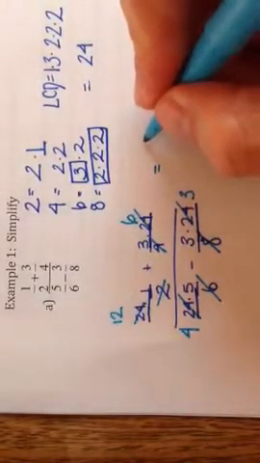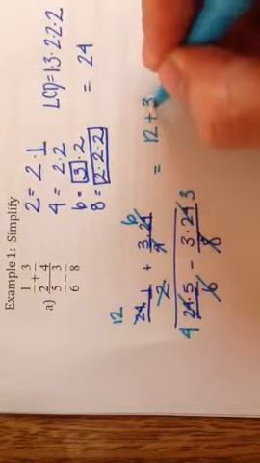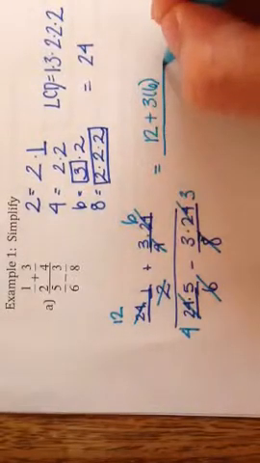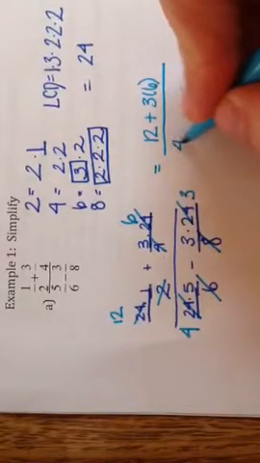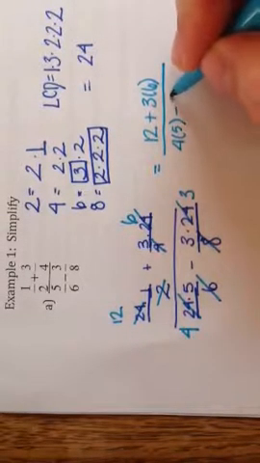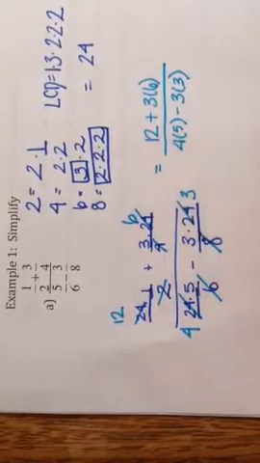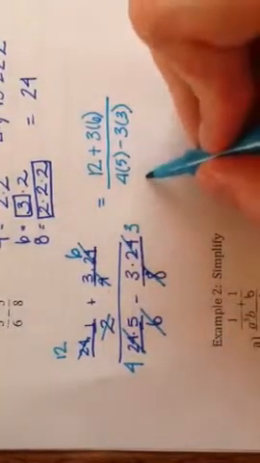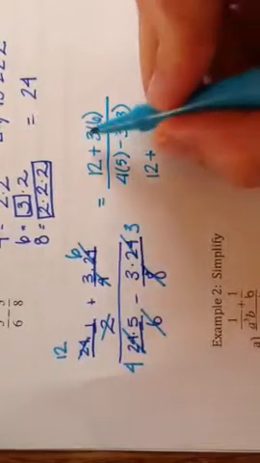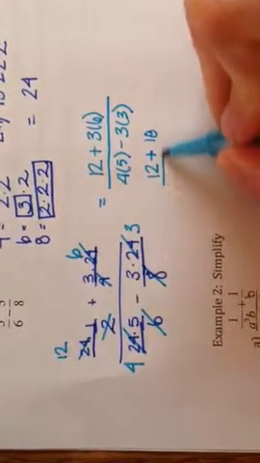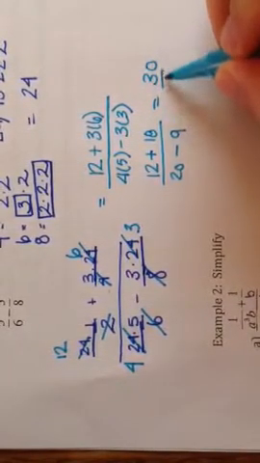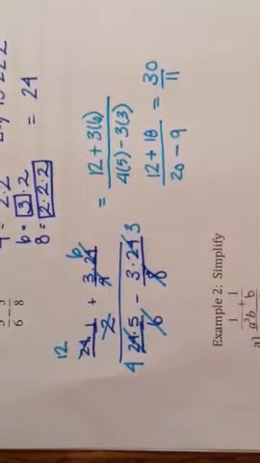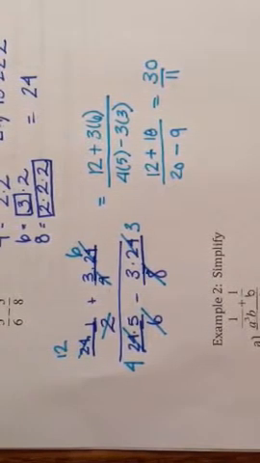So in the top, I'm left with 12 plus 3 times 6. Now I have just one fraction because this denominator is gone. And on the bottom, I'm left with 4 times 5 minus 3 times 3. So I'm going to have 12 plus 18 over 20 minus 9. So I'll be left with 30 over 11. Okay, so we can take a complex fraction and make it into one fraction.